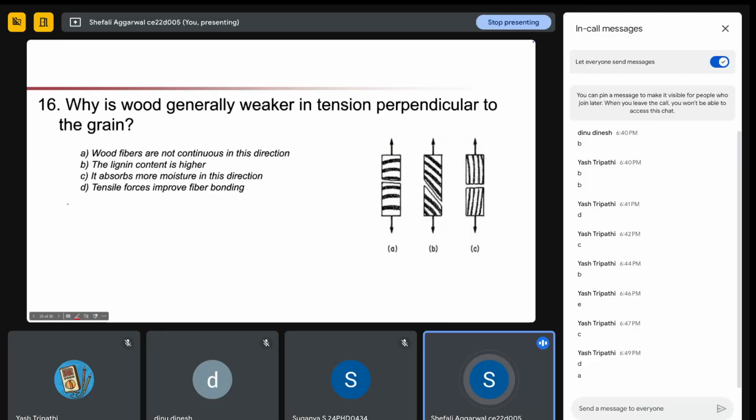Okay, so the next question is, why is wood generally weaker in tension perpendicular to the grain? Wood fibers are not continuous in this direction. The lignin content is higher. It absorbs more moisture in this direction. Tensile forces improve fiber bonding.